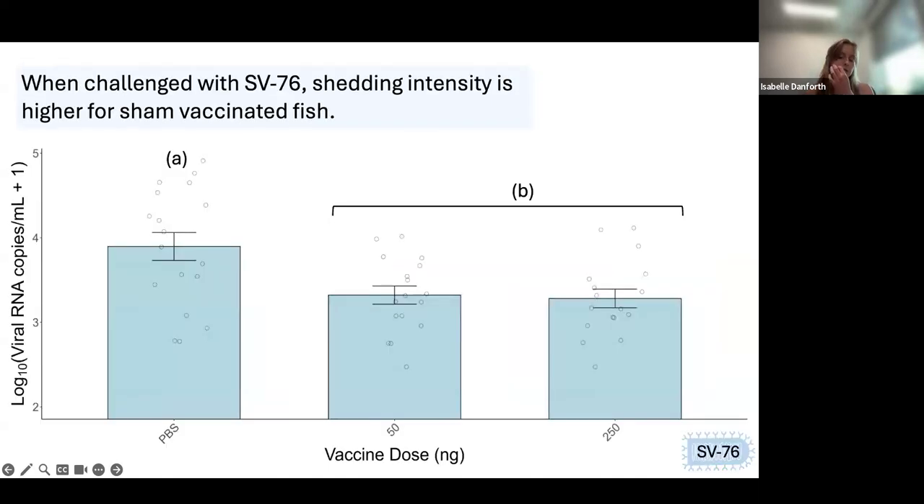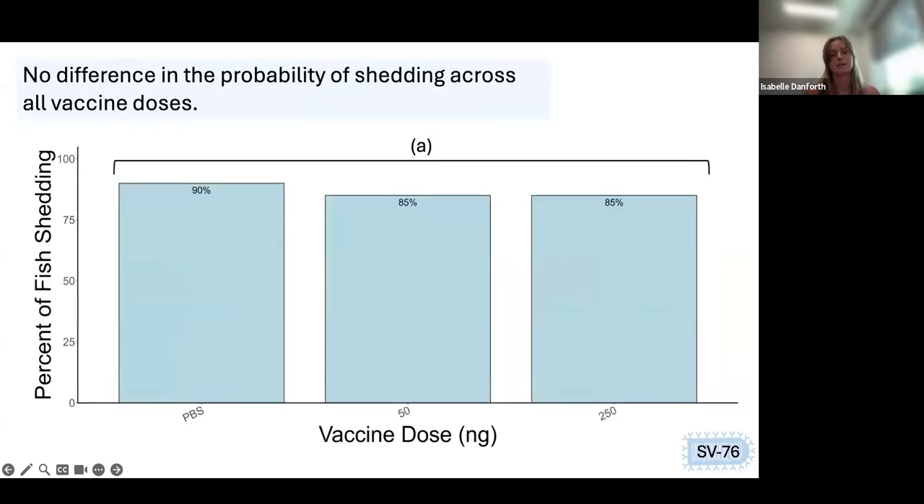And then if we compare that to the data for the low virulence isolate, SV76, we saw that the unvaccinated fish are shedding more than the vaccinated fish, but within the vaccine treatments, there's no difference. So vaccinating at 50 nanograms is not better in terms of reducing shedding intensity than vaccinating at 250 nanograms. And again, we saw no difference in the probability of shedding across vaccine doses for SV76.